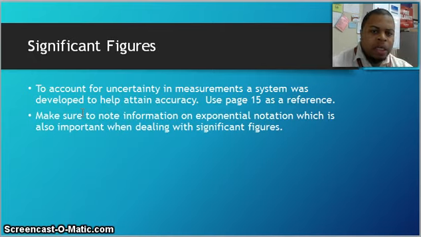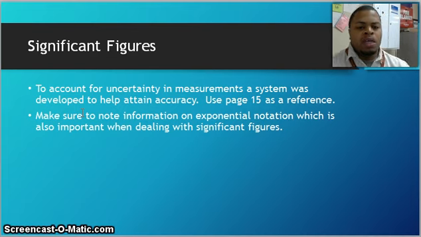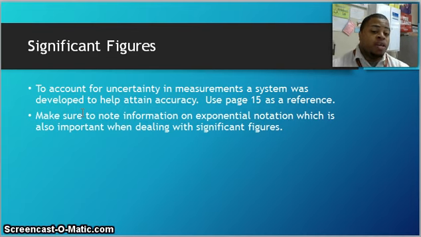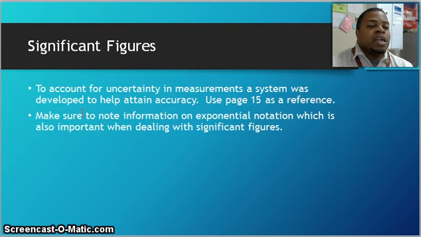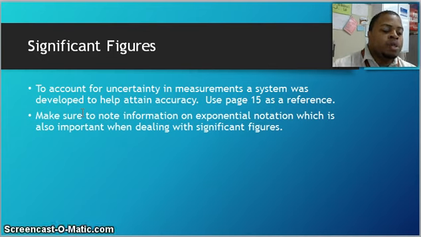Moving along. Now, one of the things that we do to account for this uncertainty in measurements is we look at what are called significant figures. And this is basically, as it gives you the reference here on page 15, the rules of how we assign these measurements importance. How many numbers do we keep? How many do we pay attention to?